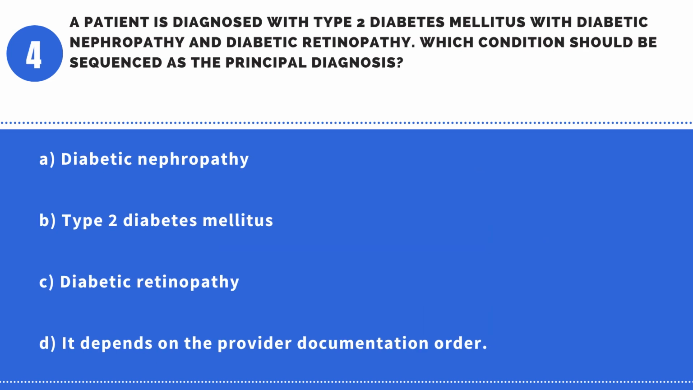Question 4. A patient is diagnosed with type 2 diabetes mellitus with diabetic nephropathy and diabetic retinopathy. Which condition should be sequenced as the principal diagnosis? A. Diabetic nephropathy. B. Type 2 diabetes mellitus. C. Diabetic retinopathy. D. It depends on the provider documentation order. Answer: B.